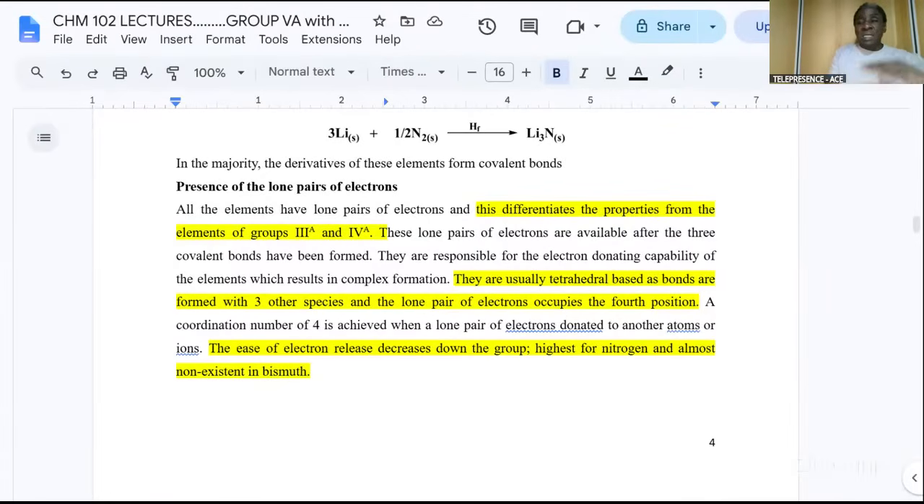The rate at which they easily give out their electron decreases down the group. That means nitrogen, the smallest member of the group, is going to be the one that would readily release its electron, as compared to bismuth, which is the largest. In fact, most of the time, we don't talk about the chemistry of bismuth because of its low stability.